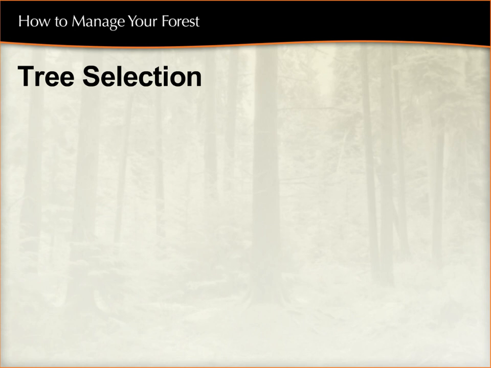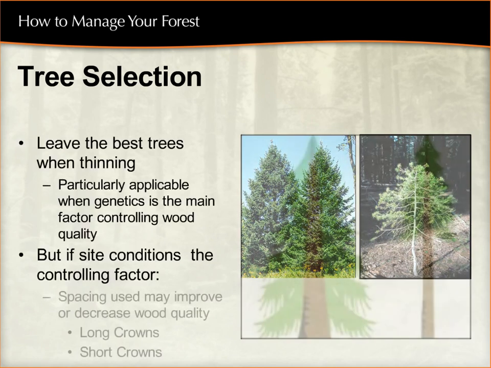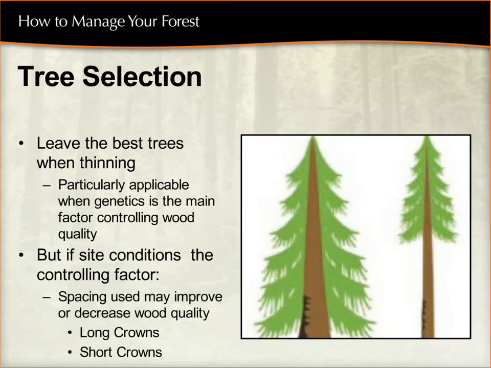On any given site, some trees will produce better wood than others, so concentrating the site's growth potential in superior trees through thinning might be helpful if genetics is the main controlling factor. But if site conditions are the controlling factor, modifying the site conditions through thinning may either increase or decrease wood quality. For example, a wide spacing can encourage long crowns, large knots, and a high volume of juvenile wood, whereas a closer spacing can encourage short crowns with small knots and a higher volume of mature wood.